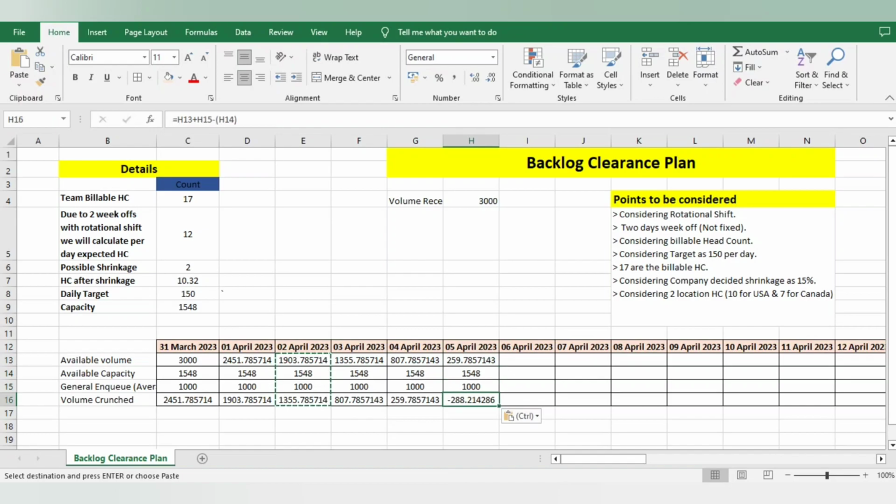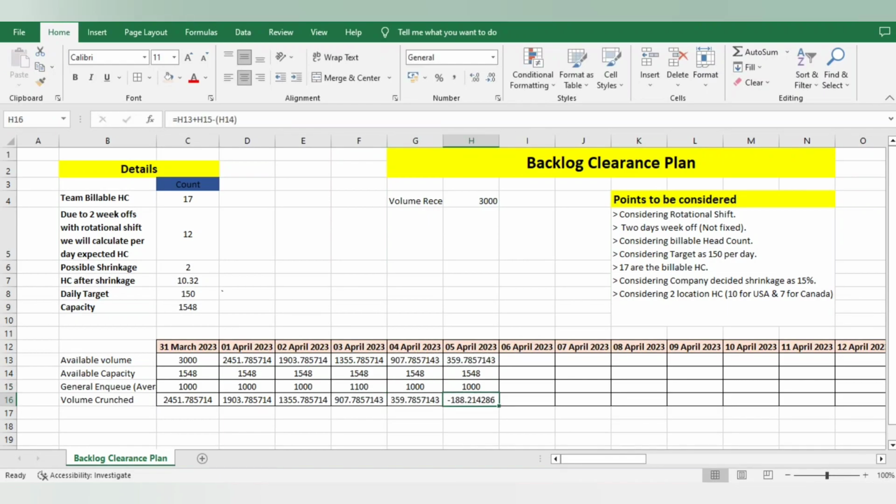You can see here I'm getting numbers in minus, correct? Which means by 5th of April, the NQ volume we have received, that is 3000, can be crunched within 4 to 5 days, correct? Suppose you have a question, like if the daily volume also gets increased, no need to worry, just increase the count here, that's it. Suppose on 3rd April the volume got increased to 1100. I'm just updating my number, everything will get sorted, guys.